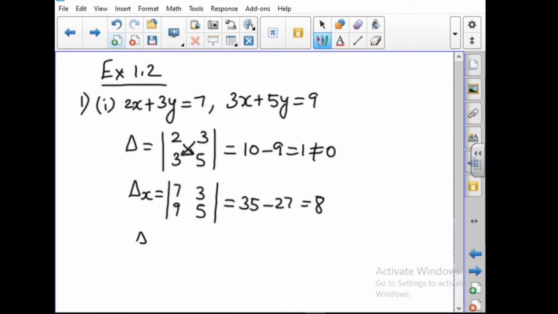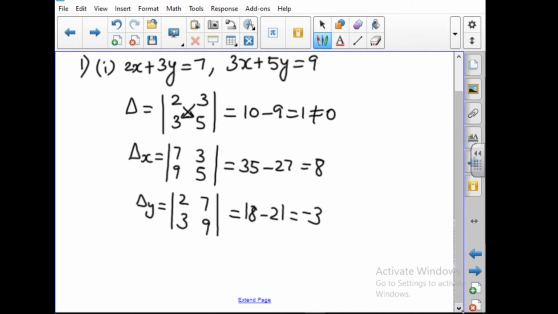Next, delta y. For delta y, you have to replace the y coefficient with the constants. So the x coefficient stays as it is, 2, 3, and here 7, 9. Again find the determinant: 18 minus 21 is equal to minus 3. Okay, so we got the answers for delta x and delta y. Now let us find by Cramer's rule what x is. x is equal to delta x by delta. So here we can write by Cramer's rule.